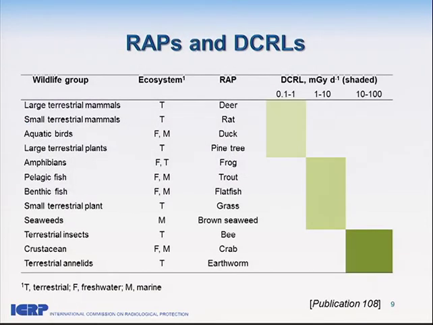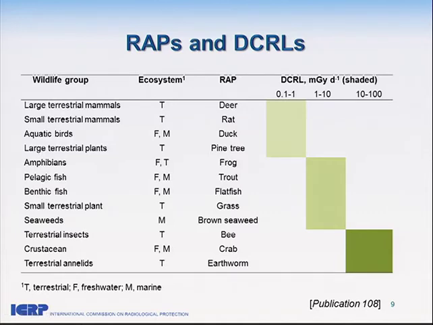You saw this earlier as well in terms of the DCRLs. I just put this up to remind you what they actually are and where they're coming from. So for the types of mammals that we're interested in, represented by the deer, the rat, and so on, and for birds represented by the duck, you're looking at DCRLs of around 0.1 to 1 milligray per day for the actual dose that we're interested in. And these have been set, as I said, based on information on effects or a precautionary approach, as you'll see in a moment as well.